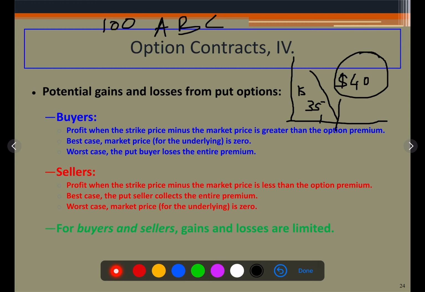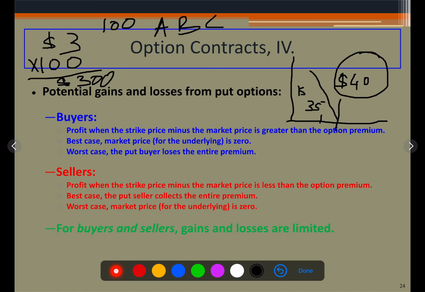Let's suppose the premium is $3 in this case, right? If the premium is 3, then under each contract I have the right to sell 100 shares, and this premium is in terms of each share, so 100 shares multiplied by 3 will give me $300 premium. This is what I have paid to the seller of the put option contract, right?